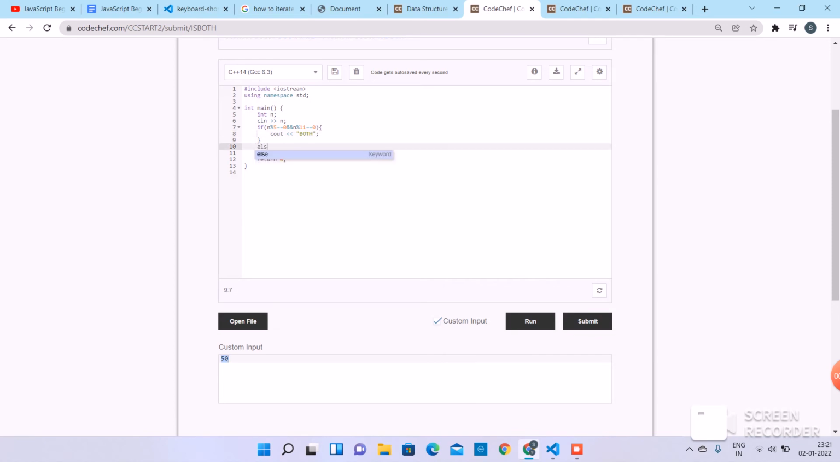If n % 5 is equal to 0 and n % 11 is not equal to 0. So it means that it is a number like 5. 5 % 5 is equal to 0, but 5 % 11 is not equal to 0. 10 % 5 is equal to 0, but 10 % 11 is not equal to 0. So we have to print 1 here.